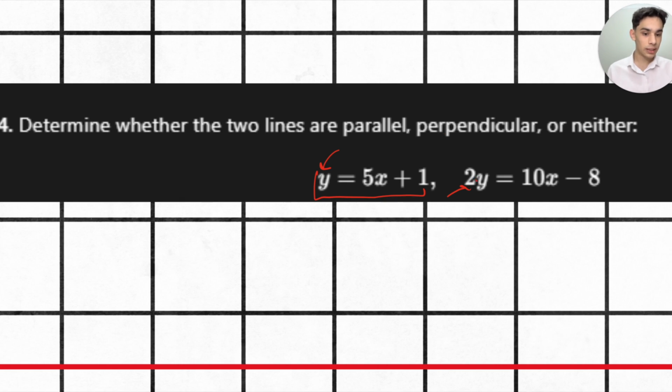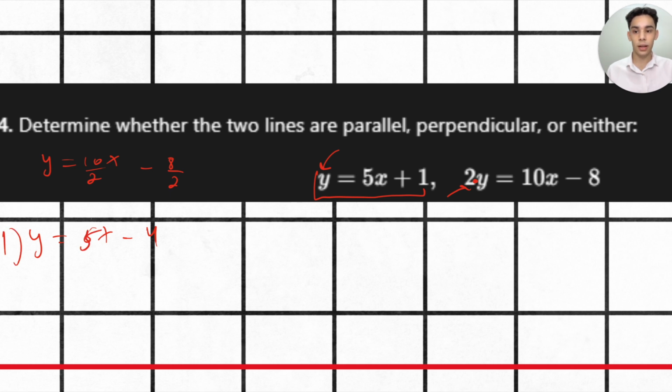So, because this is a multiplication, we will just have to divide our equation by 2. It will be y equals 10 divided by 2 x minus 8 divided by 2, or it will equal 5x minus 4. This is our first line.